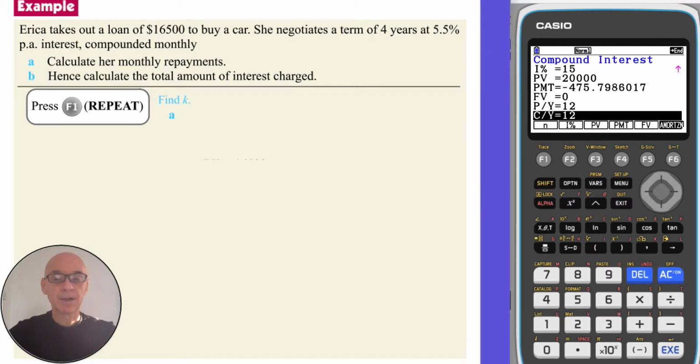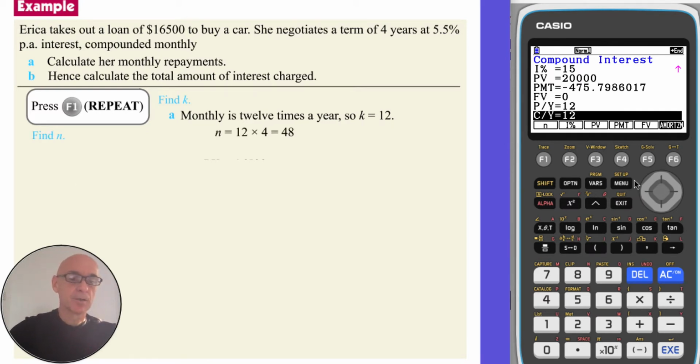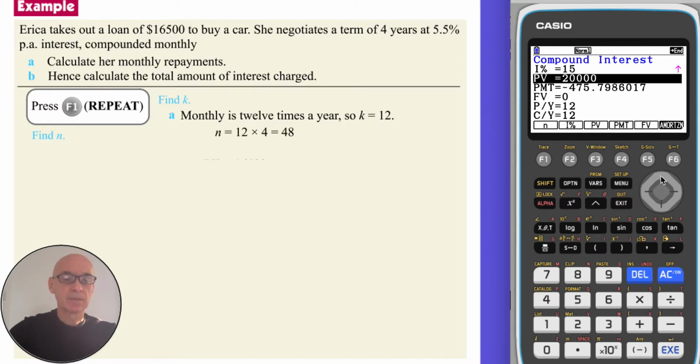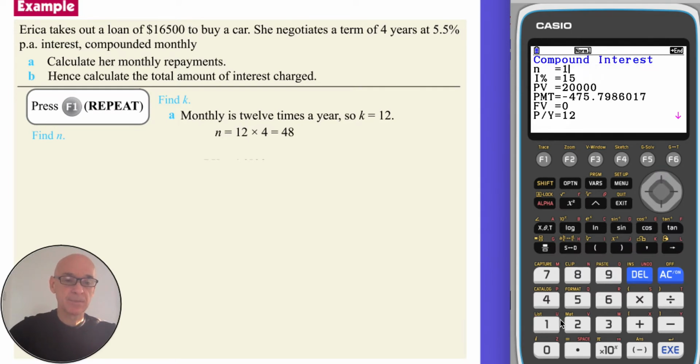If we begin by finding K, the number of compounding periods per year, and since the interest is compounded monthly, which is 12 times a year, K is equal to 12. So to find the total number of repayments, we need to multiply 12 by 4. So we can type in 12 times 4, or we can simply type in 48.